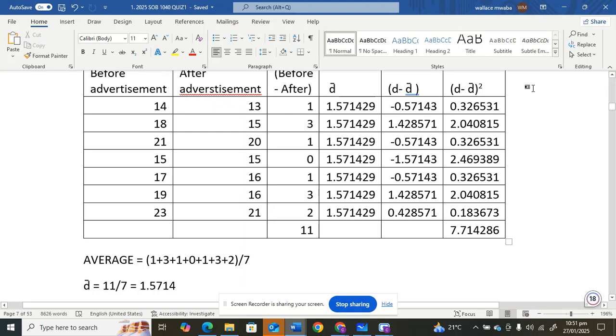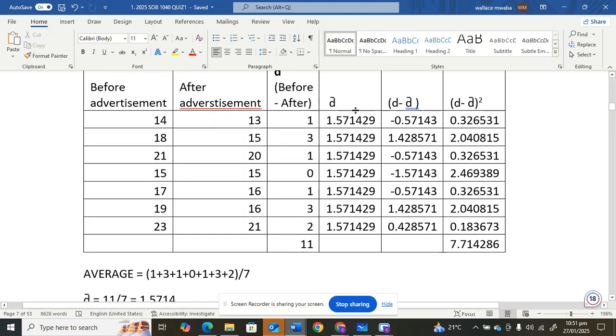Subtract the before and afters. After you subtract the before and after, get the average of the differences, and that's step one.